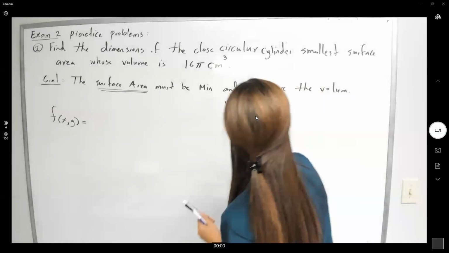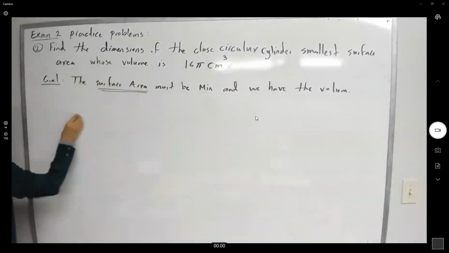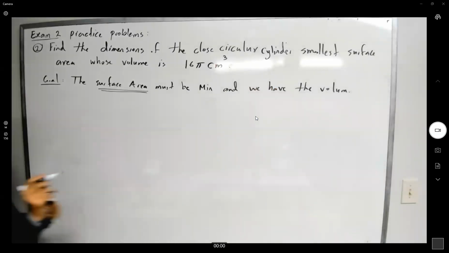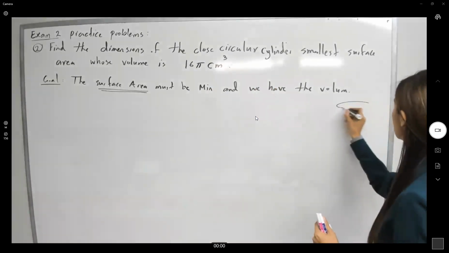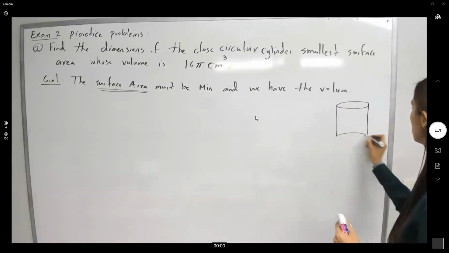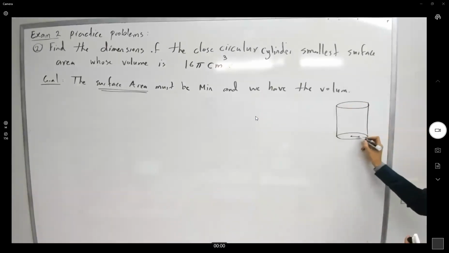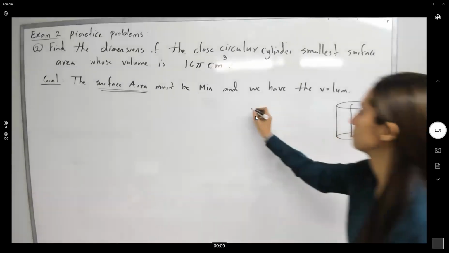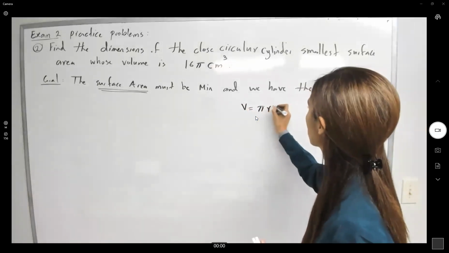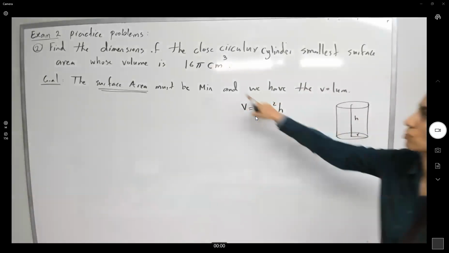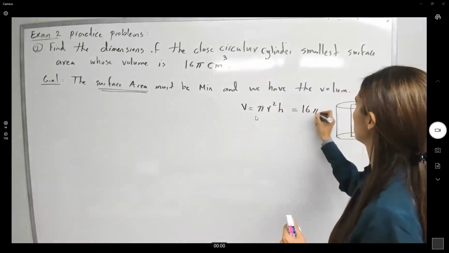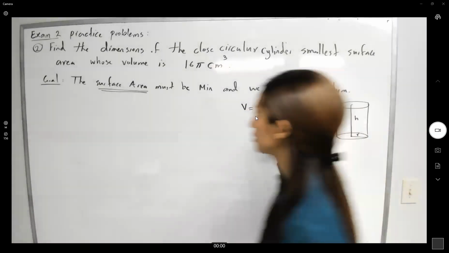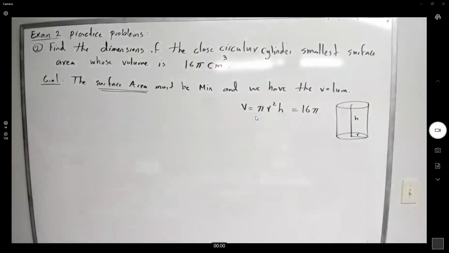Let's just write these down here. Very good. So this is our right cylinder. Here you have your radius, which is r. Then you have the height and the volume, pi r squared h. This is given to us as 16 pi. We have our constraint or g function, if you want to think about this. The constraint is given.